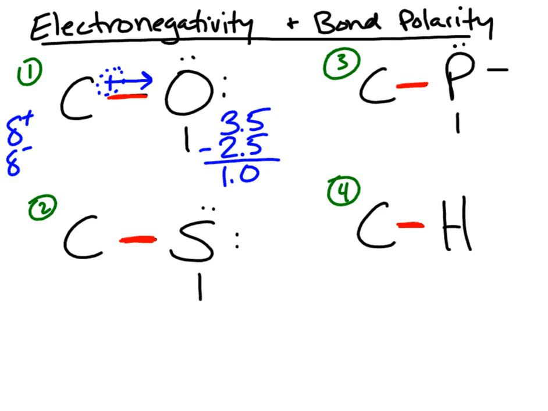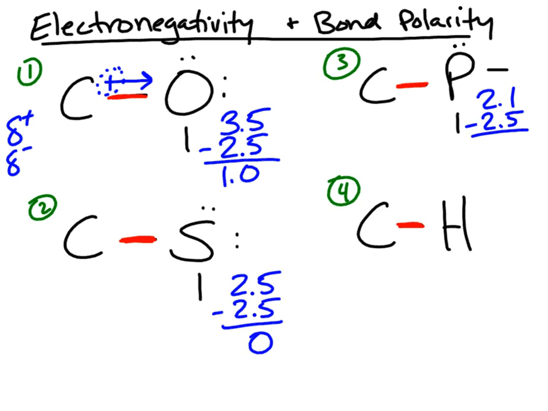Okay, let's look at number 2. Number 2 is 2.5 for sulfur and 2.5 for carbon. As it turns out, this is a non-polar covalent bond, so I do not draw my little dipole moment arrow with the plus. I don't draw that. The carbon-phosphorus bond, phosphorus is 2.1 and carbon is 2.5. The difference, remember we're taking an absolute value, would be 0.4.